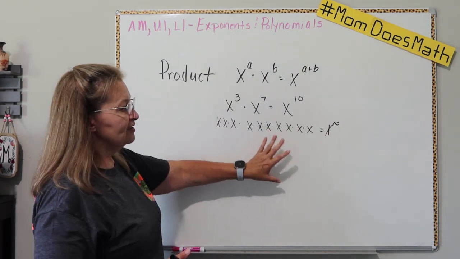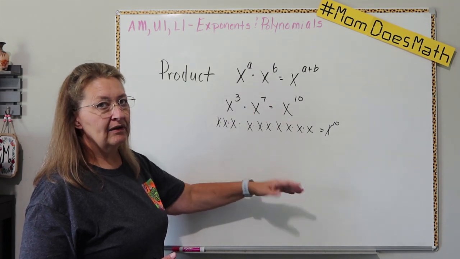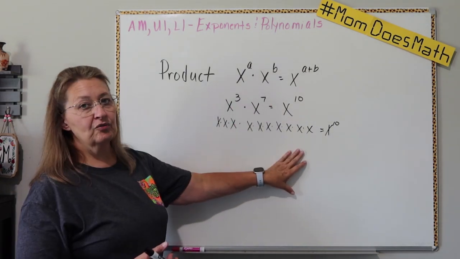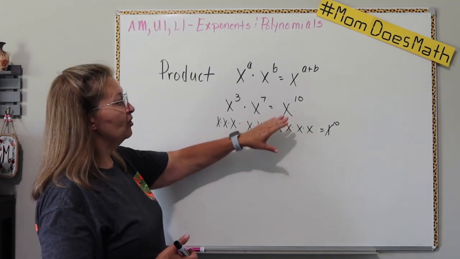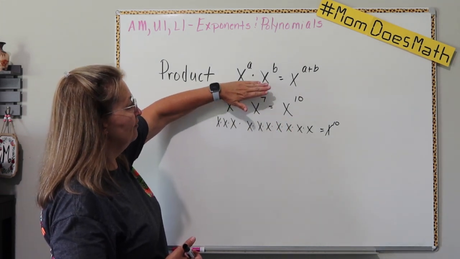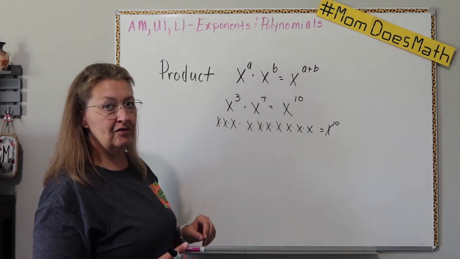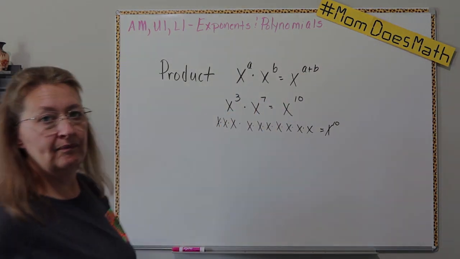You could easily expand all these rules out, and it helps you understand them when you see it done once. But you don't want to have to write this out every time, so you need to memorize the fact that when you have x to the a times x to the b, you're just going to be adding those two together. Now let's look at the next one.